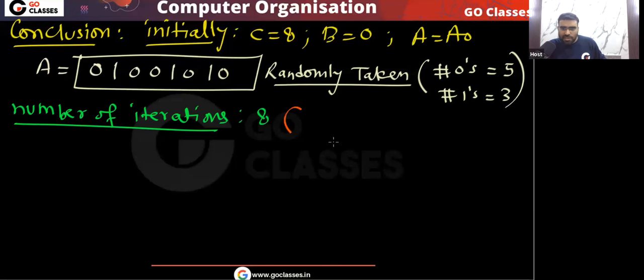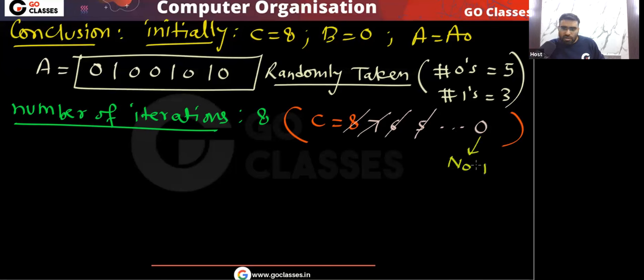Why? Let me tell you the reason. The reason is like this. Because C value initially is 8, then this will become 7, then 6, then 5, and so on. And finally, when this becomes 0, there are no more iterations. Yes or no? So I can say that only a total of 8 iterations will happen.